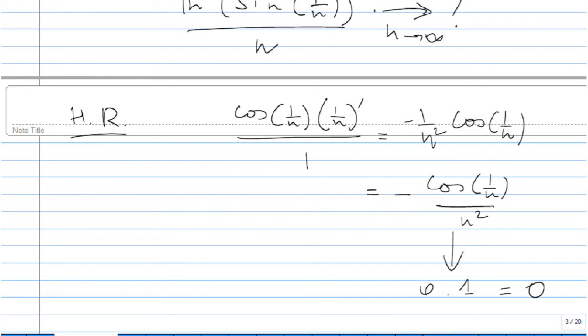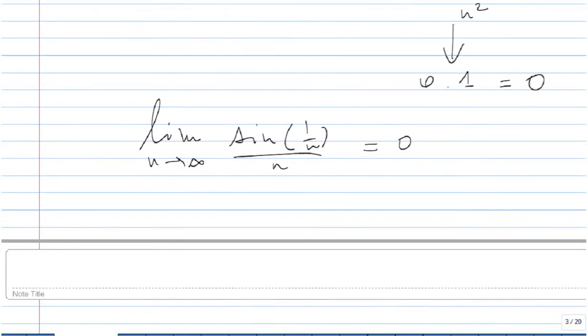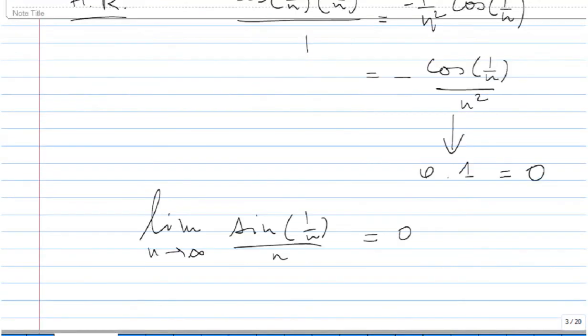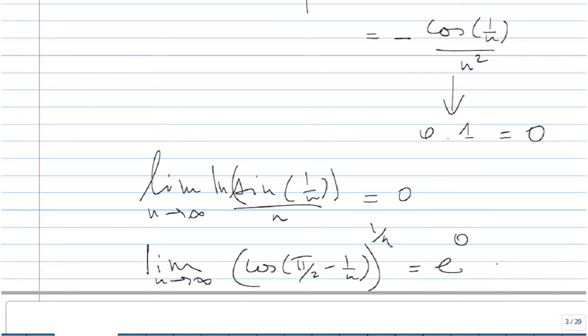So by L'Hopital rule, we know that the limit of ln of sine of 1 over n, over n is equal to 0 as n goes to infinity. Okay? It's ln of all this. So now the limit when n goes to infinity of cosine pi over 2 minus 1 over n to the power 1 over n is going to be e to the power 0, which is 1.